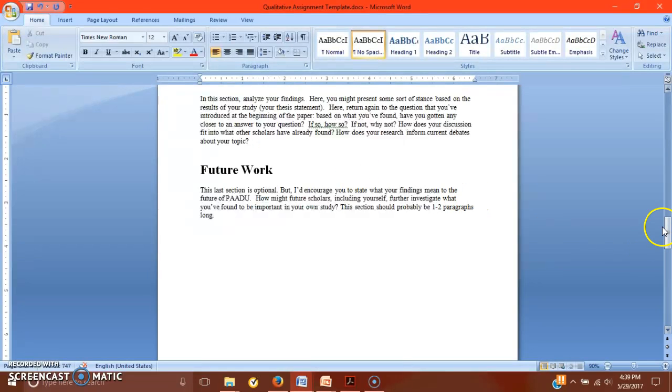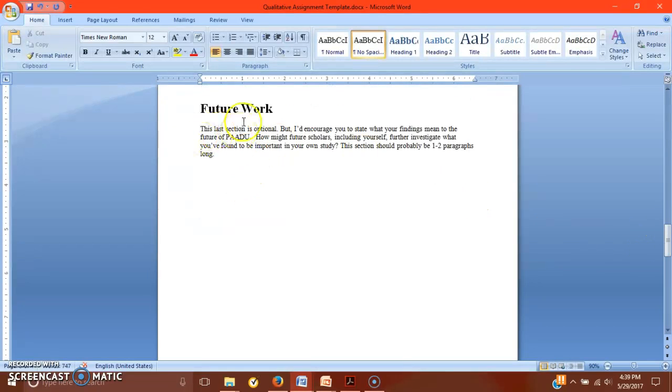In this future work section, it says it's optional here. I would highly recommend that you do add a little bit, not only for length's sake, but also for clarification. This is kind of like the limitation section of more scientific documents. So this is just what would you change if you could do the study again? What's important to investigate further? How are other scholars going to continue this work? And I would say about one to two paragraphs here.